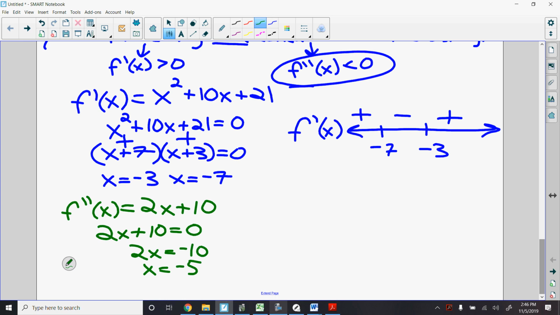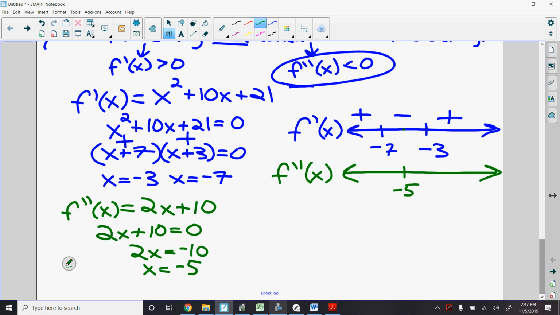Now, what I'm going to want to do here is line up my second derivative number line test right underneath my first derivative number line test. And I want to scale them the same way. So when I plot -5, I want to scale it kind of the same way this one did. So -5 would be right in the middle here. See how I line those two things up? It's going to help me determine this a little bit better.